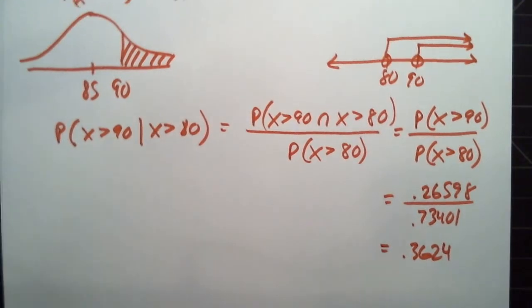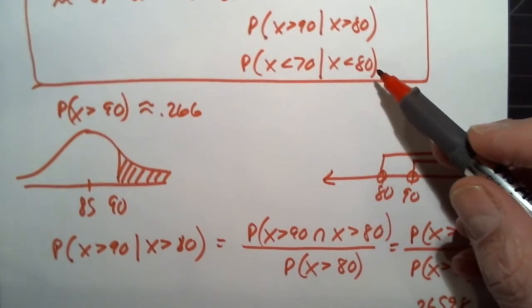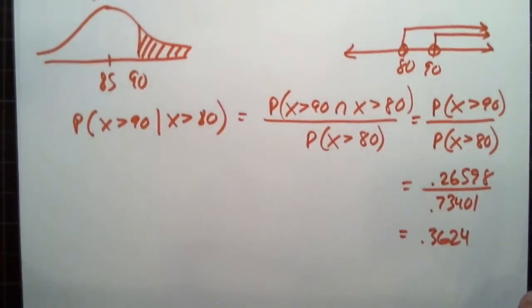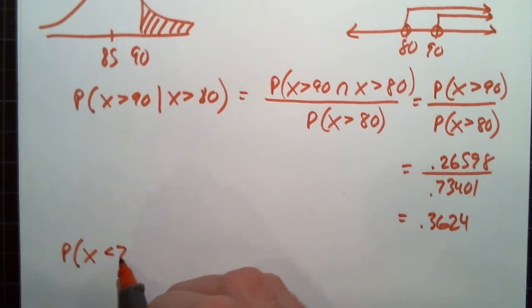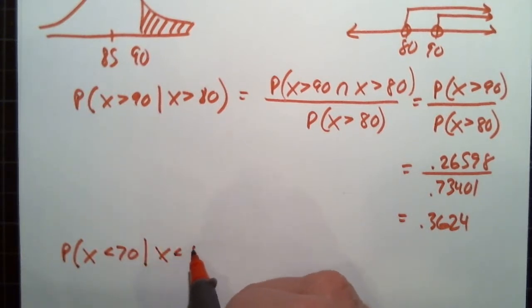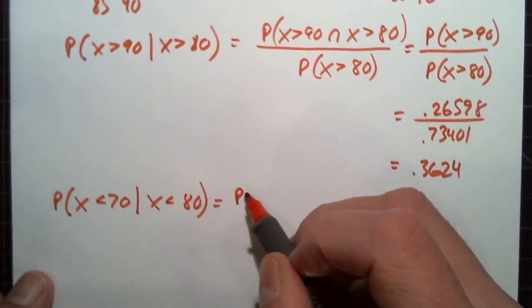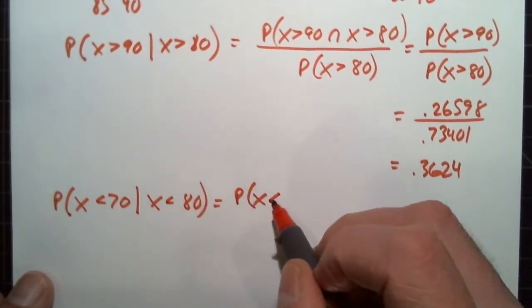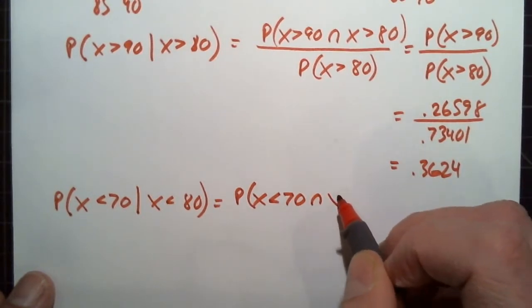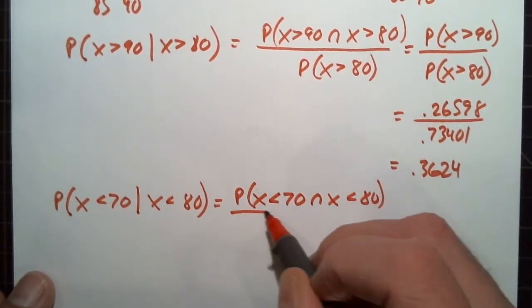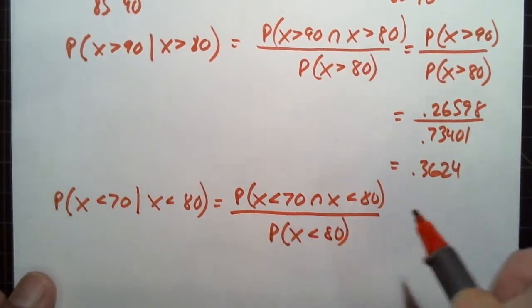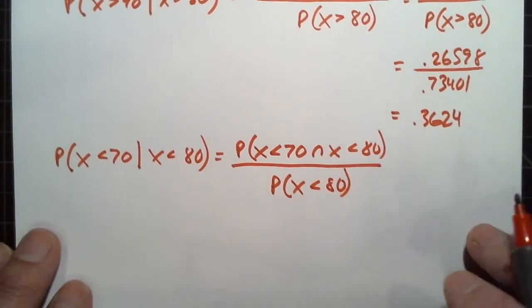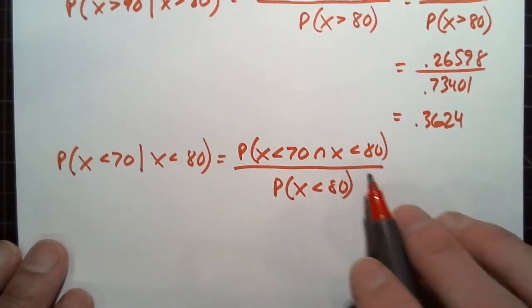Alright, pause the video and you try this one. The probability that x is less than 70 and x is less than 80 divided by the probability that x is less than 80. Let's think of how to simplify that.